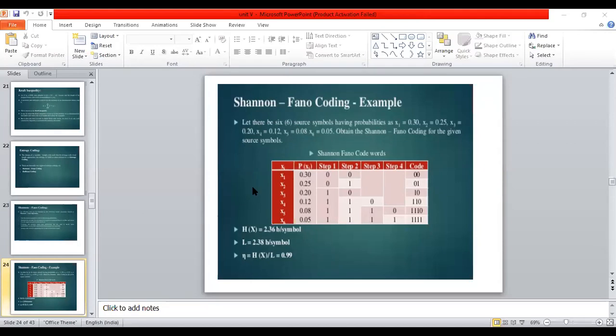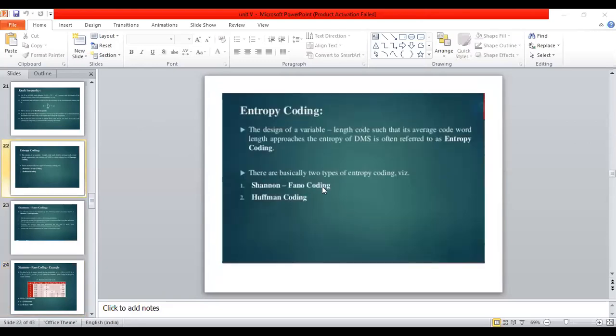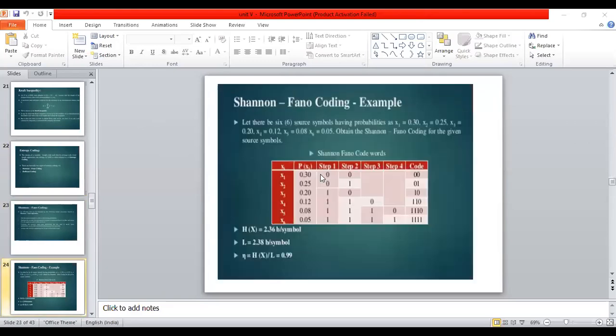But in a communication system, we can't say that the information is always decimal. Any information can be there. That's why we calculate the binary code with respect to the probability. That's why it is called entropy coding, or we can call it source coding. We have two types of coding: one is Shannon-Fano coding and the other is Huffman coding. First we will go for Shannon-Fano coding.